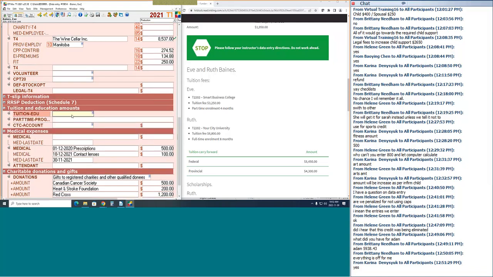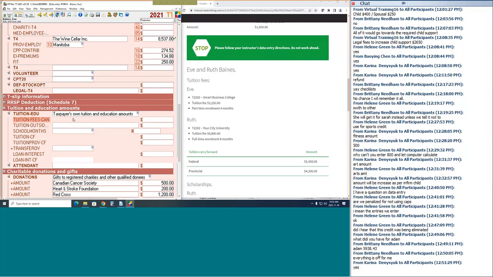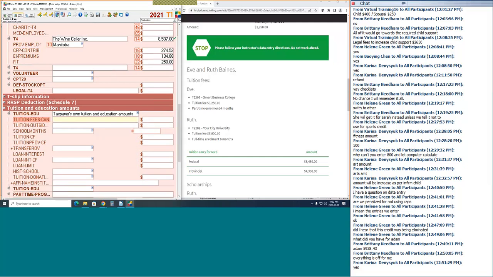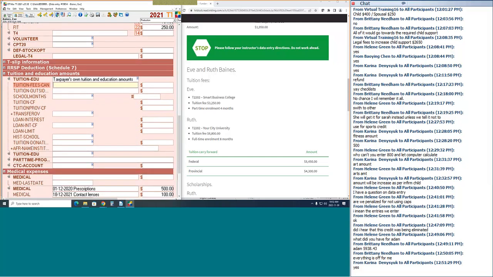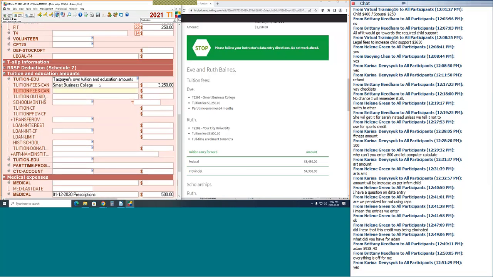I'm going to open it up, and I'm going to say her own tuition and education amounts first. It's going to ask me for the line number. If it's fees from a Canadian institution, this is Smart Business College, I'm going to put it in here. Okay, and she had $3,250. If it was outside, so if it was a foreign institution, I would put it on this line, and I would need to have a TL11A, or if they were a commuter, I would need the commuter form.